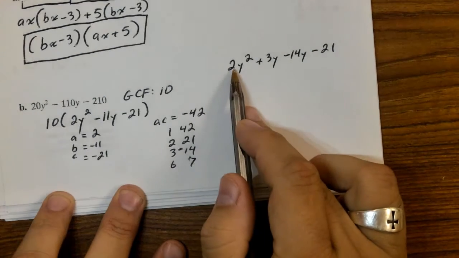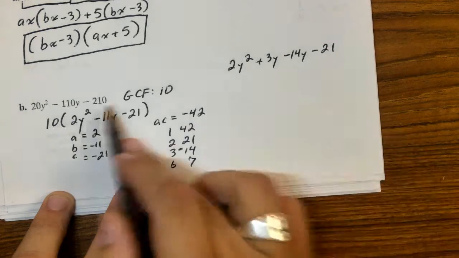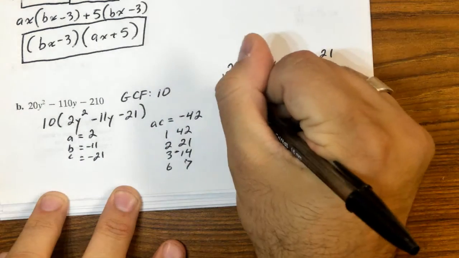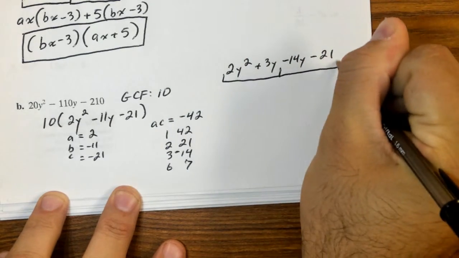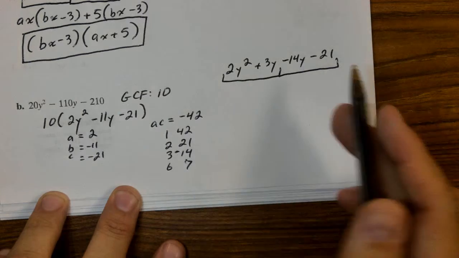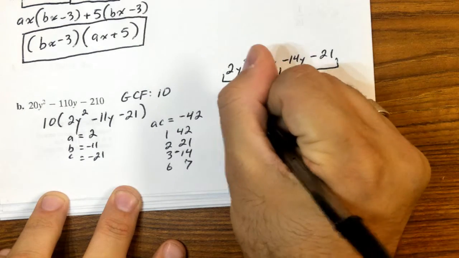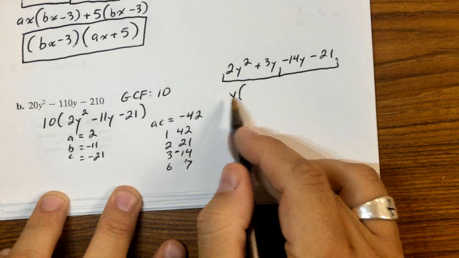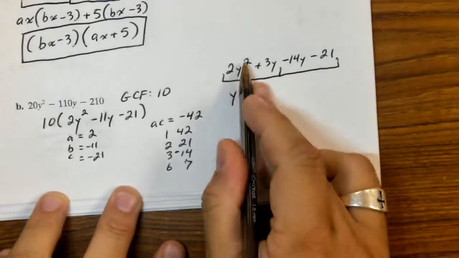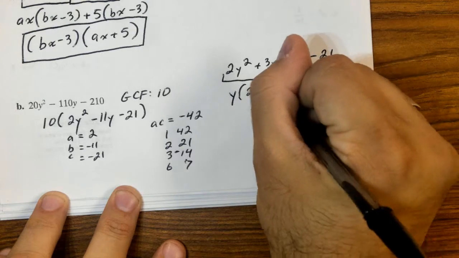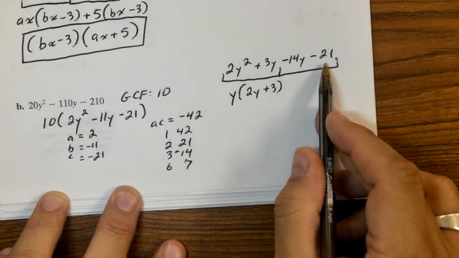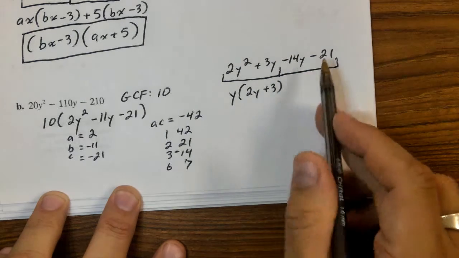And the reason we put the trinomial into a 4-term polynomial is so we can do factoring by grouping. So here's my symbol for my factoring by grouping for the first 2 terms. The GCF of the first 2 terms is y. So y gets factored out. What's left is 2y, because y times 2y gives me 2y squared, and y times a positive 3, so plus 3 gets written down.